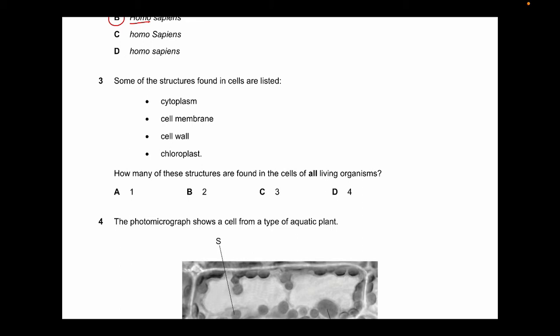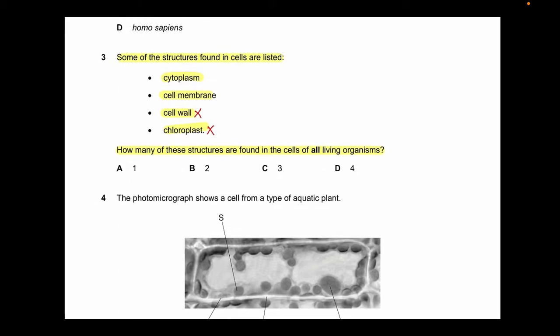Some of the structures found in cells are listed: cytoplasm, cell membrane, cell wall, chloroplast. How many of these structures are found in cells of all living organisms? Well, we know that not all living organisms contain a cell wall, neither do they contain chloroplasts, but all living organisms and their cells contain cytoplasm and cell membrane. So option B is correct.